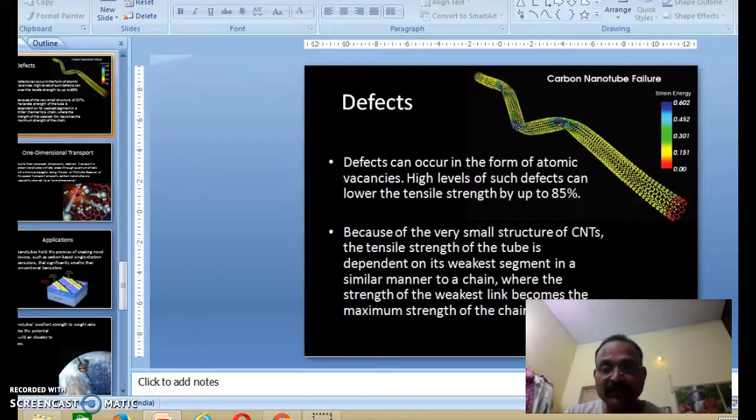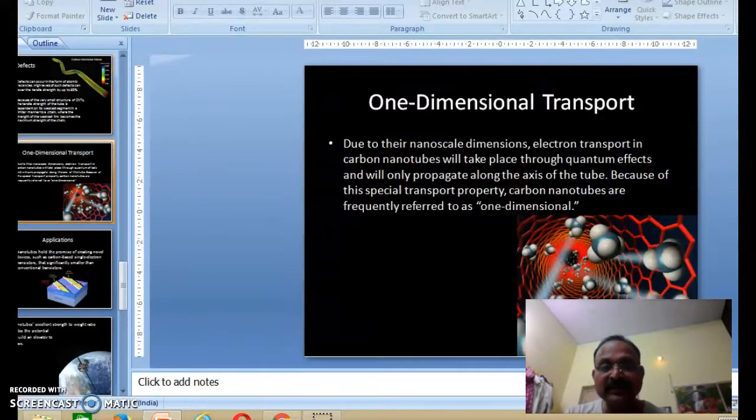Some defects appear in carbon nanotubes which lead to failure of the nanotubes. Defects can occur in the form of atomic vacancies. High levels of such defects can lower the tensile strength by up to 85%. Because of the very small structure of CNTs, the tensile strength of the tube is dependent on its weakest segment, in a similar manner to a chain where the strength of the weakest link becomes the maximum strength of the chain.